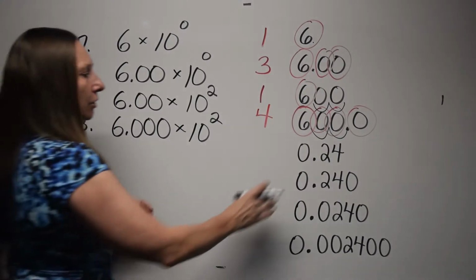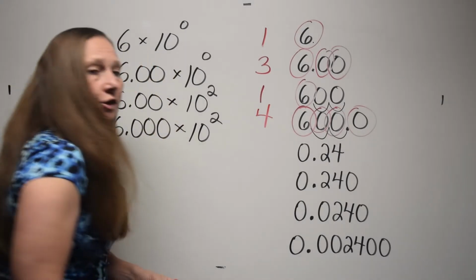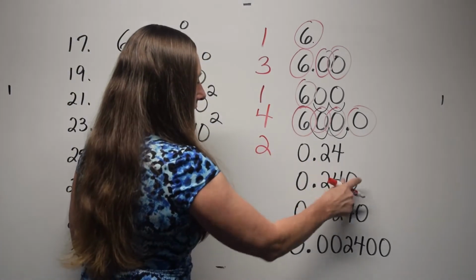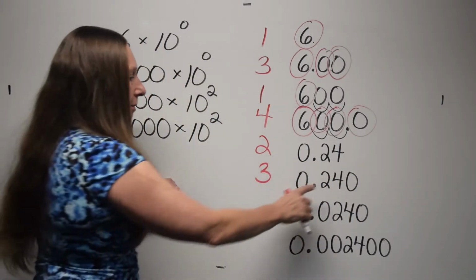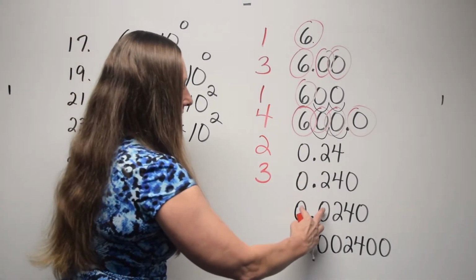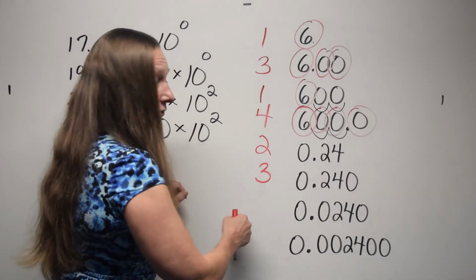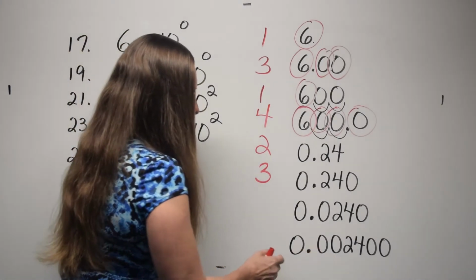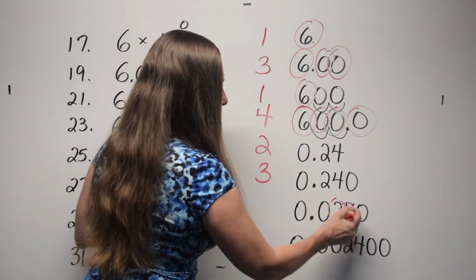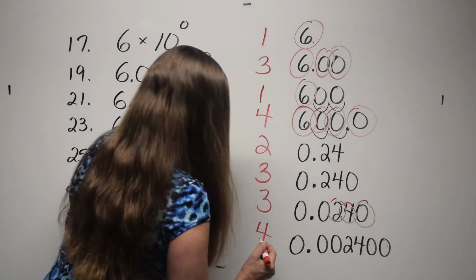Now, all of these are numbers less than 1, so the exponents will be negative. We've got 2 significant figures here, and 3 significant figures there. Remember, zeros before the first non-zero are not significant. So we've got 3 significant figures here, 3 significant figures here, and 4 significant figures there.